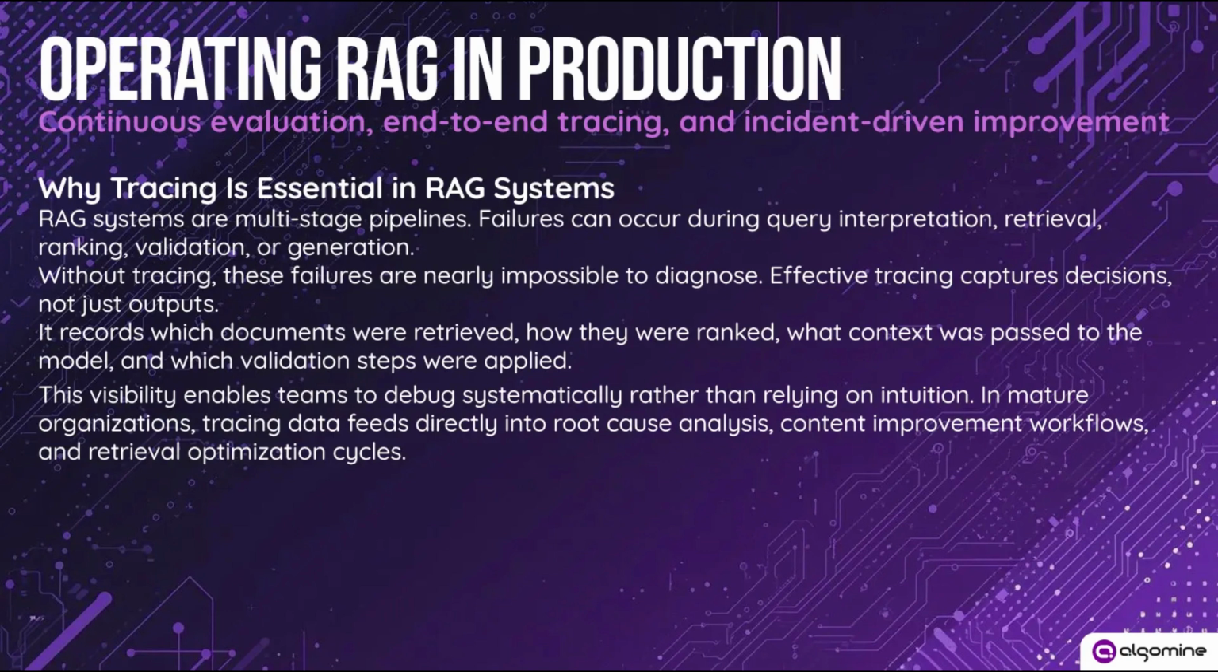Effective tracing captures decisions, not just outputs. It records which documents were retrieved, how they were ranked, what context was passed to the model, which validation steps were applied. This visibility enables systematic debugging.